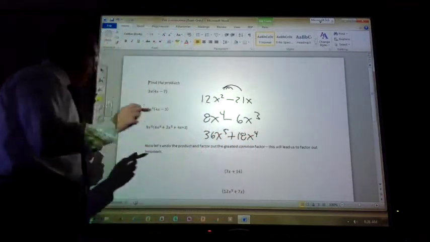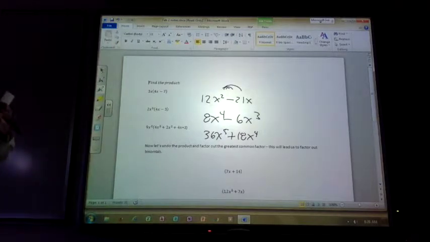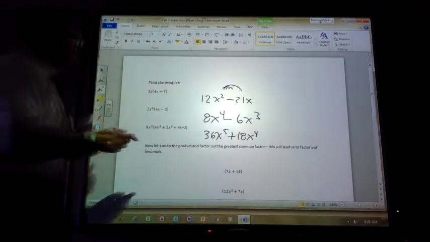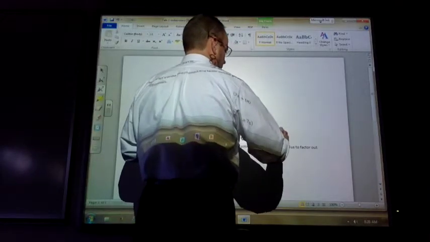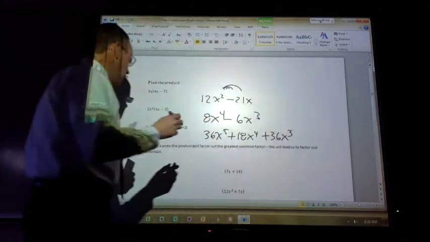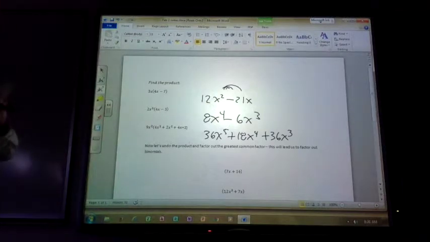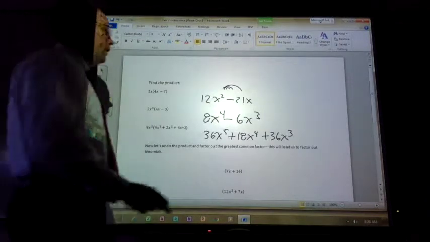And then what is 9x squared times 4x? 36x to the third. Good. And then what is 9x squared times 2? 18x squared.